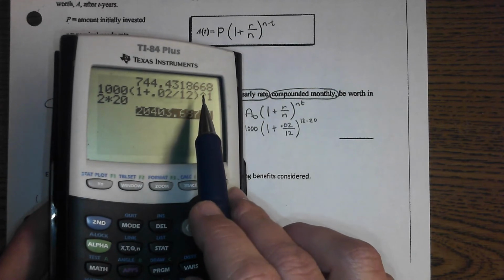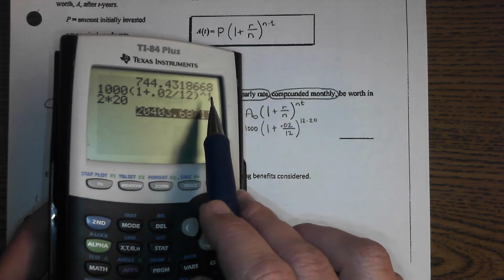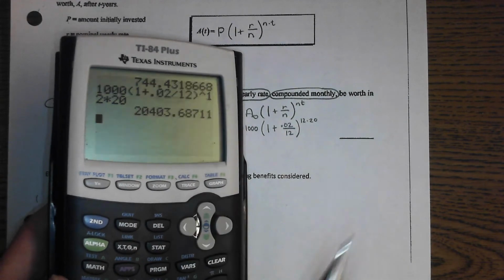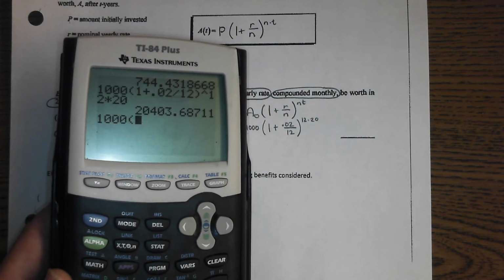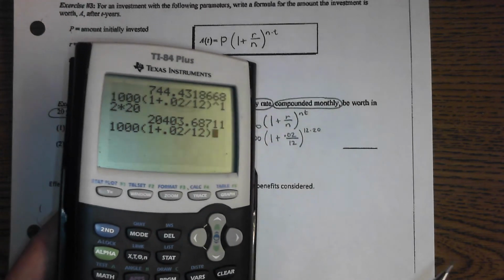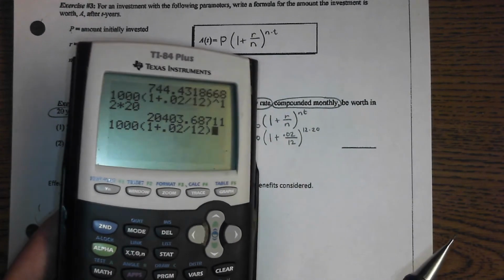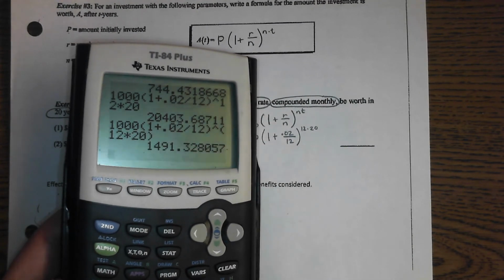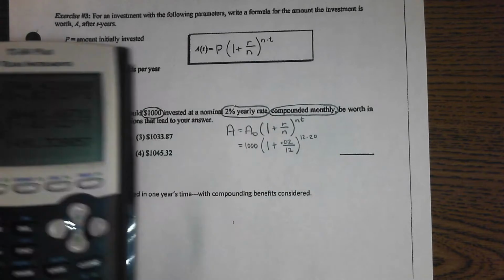It's going to raise it to 12 because exponents come first, and then it's multiplying the whole thing by 20. So I really need my exponent in parentheses, or I can just do it in my head. 12 times 20 would be 240, right? Or if you don't want to do that, you just keep your exponent 12 times 20 in parentheses. 1491.33.